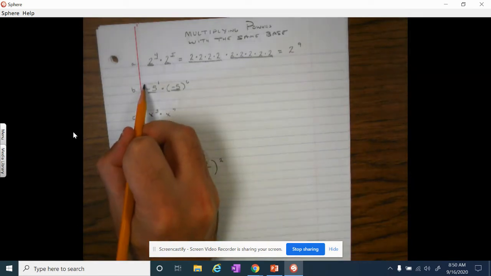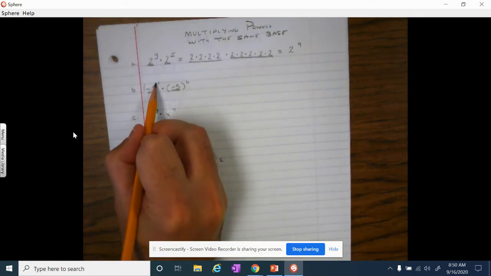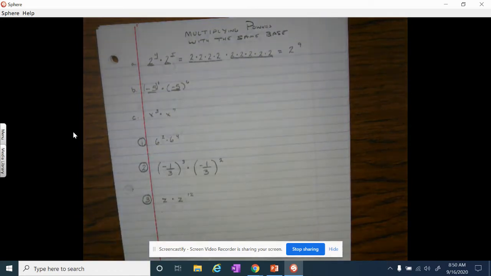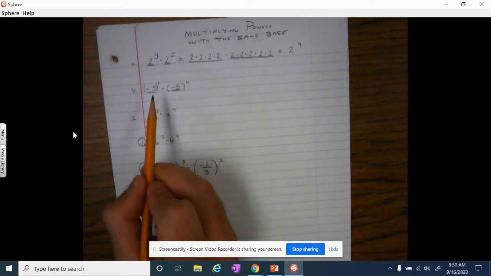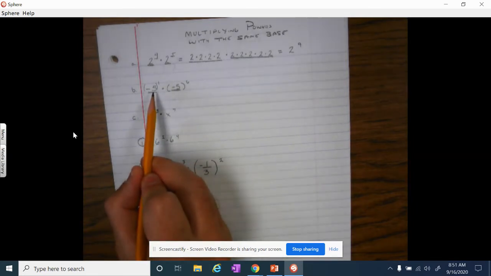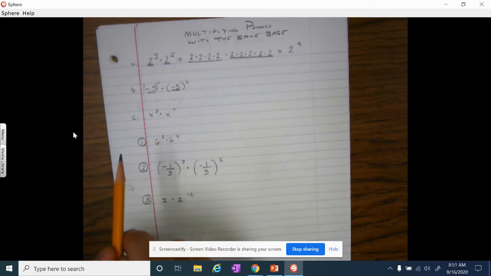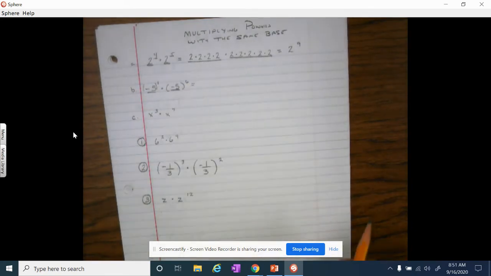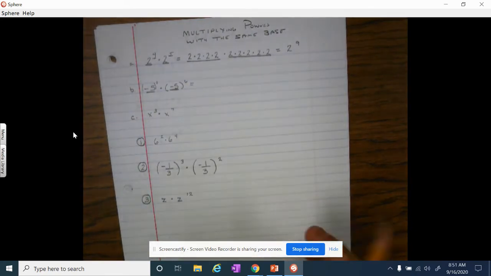And I'm going to put this in parentheses because there is a difference between not having the entire number in parentheses and having the number in parentheses based off of whatever the exponent is. Okay. Sometimes it matters, sometimes it does not. So I have negative 5 as my base for the first part, negative 5 is my base for the second part. So now I'm going to write it out. And like I said, I know the shortcut, but I'm just going to write it out so we can visualize why the shortcut actually works.